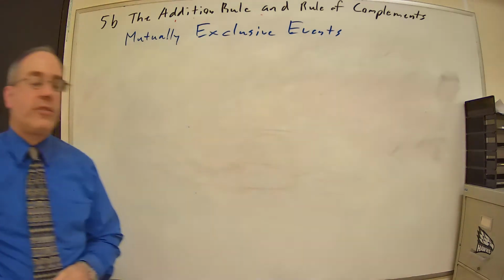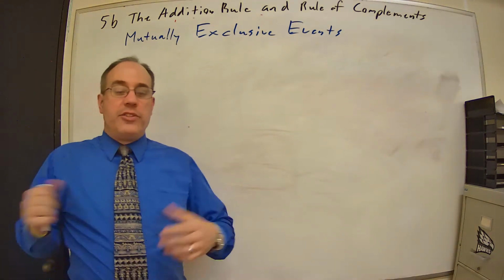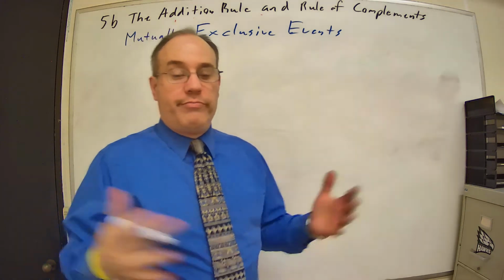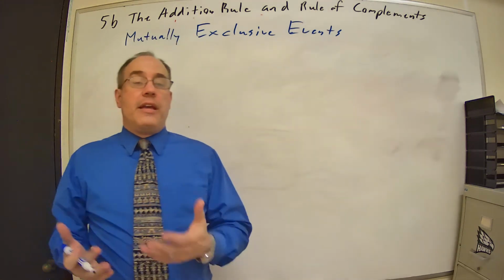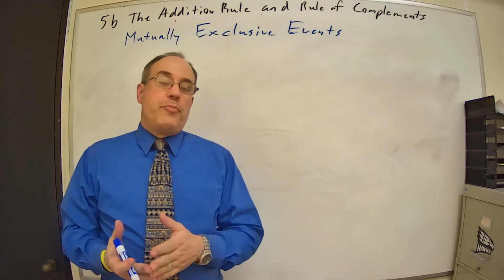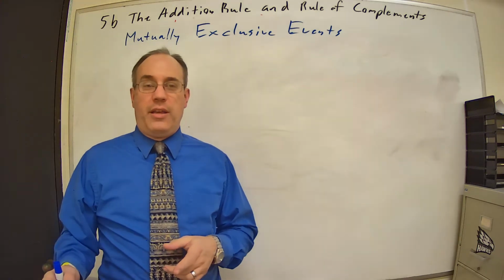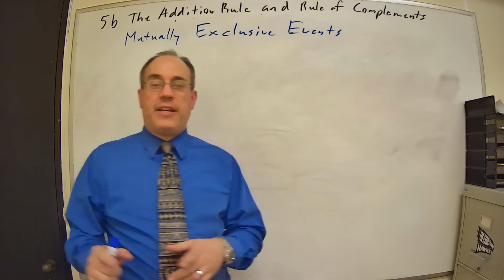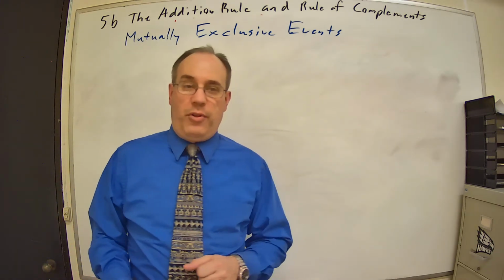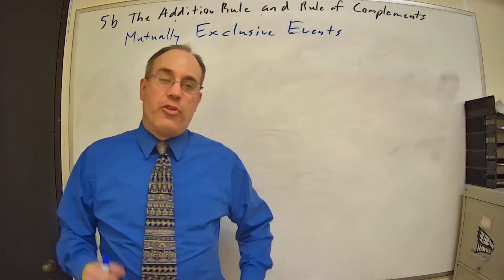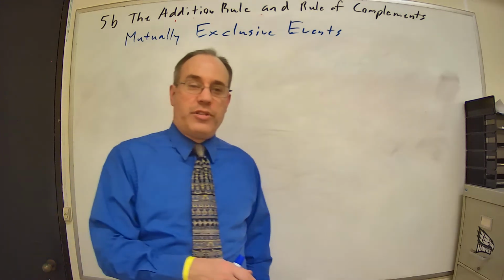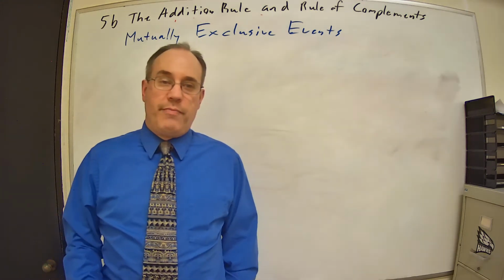So, mutually exclusive events. Two or more events are considered to be mutually exclusive if the occurrence of one makes the occurrence of the other one impossible. So they're mutually exclusive. If one occurs, the other one cannot happen.